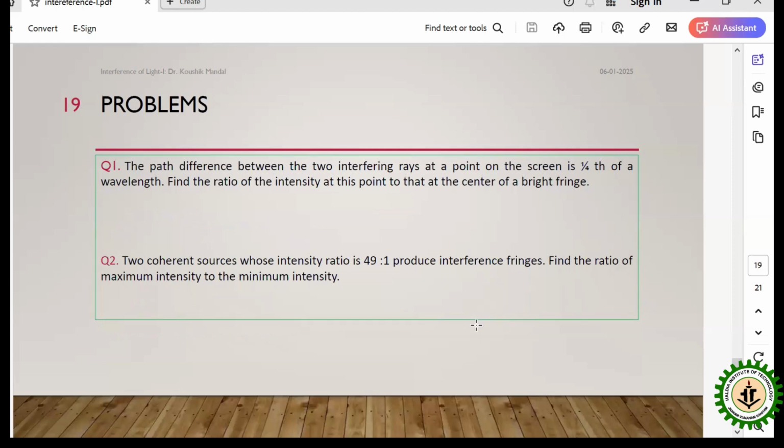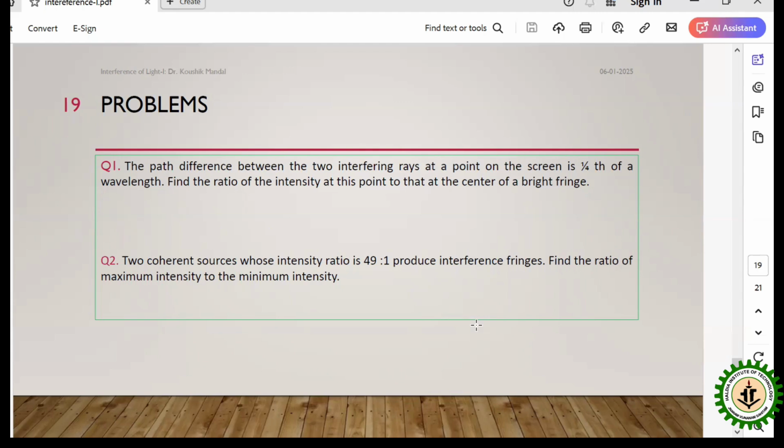The path difference between the two interfering rays at a point on the screen is 1/4 of the wavelength. Find the ratio of the intensity at this point to that at the center of the bright fringe. That means we need the ratio of the intensity at the point P to the maximum intensity.